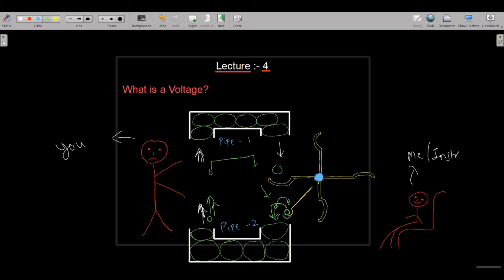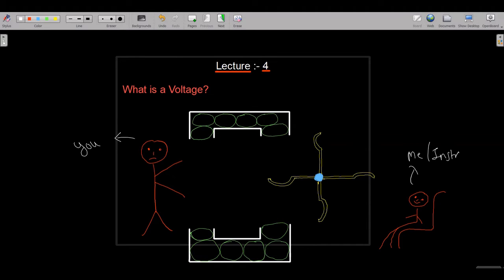Just pause this video and think, because if you understand this concept, that means you have understood the concept of voltage. Just pause this video and start thinking. Okay, so now we will try to understand this concept. I hope you tried your level best to think about this concept. But now I am here to explain this concept again.